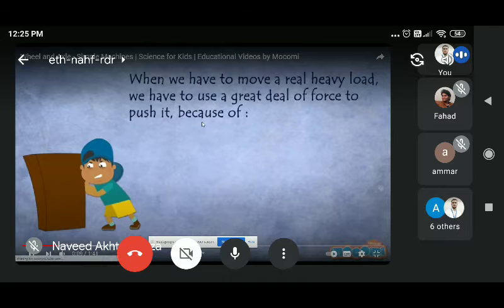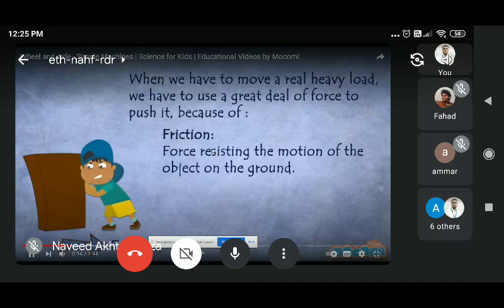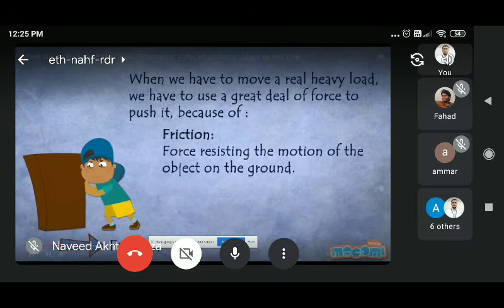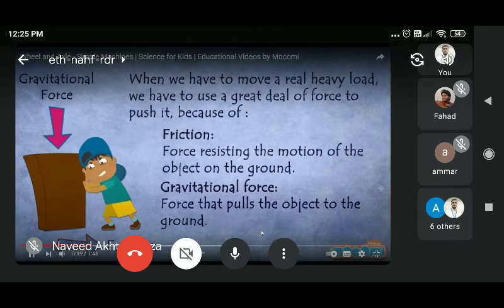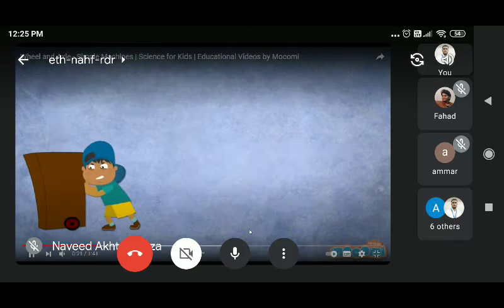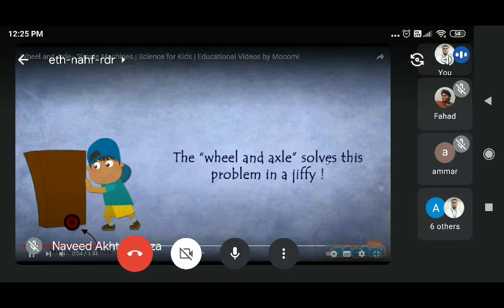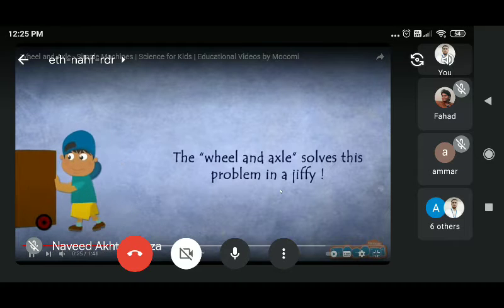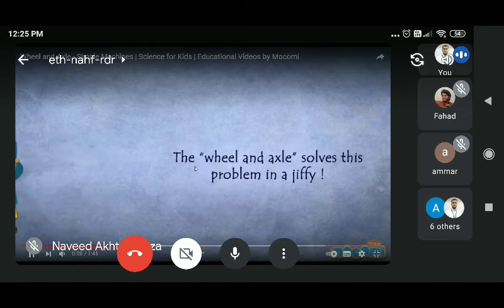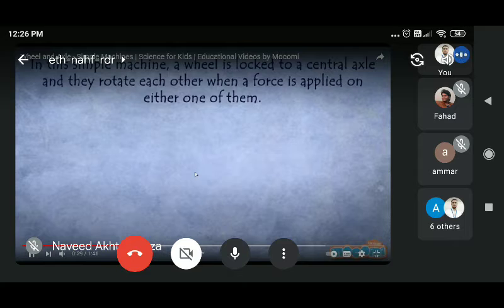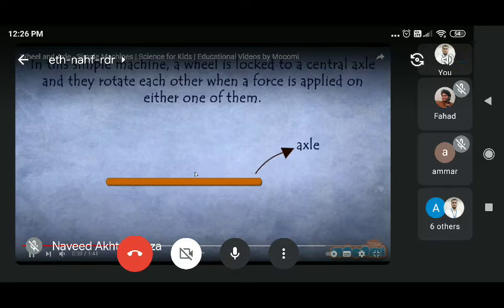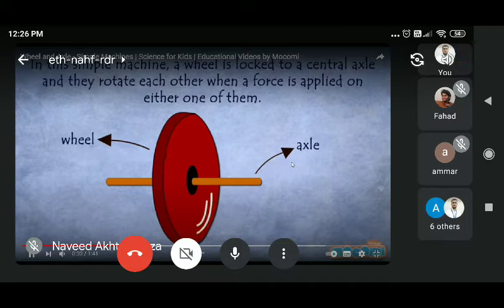When we have to move a really heavy load, we have to use a great deal of force pushing because friction resists the motion. You are seeing the wheel and axle solve this problem, and we can easily move the material or load from one place to another. It is the axle and the wheel.